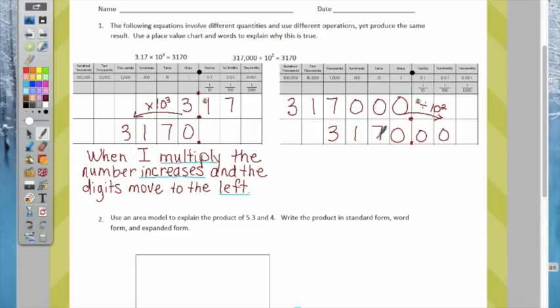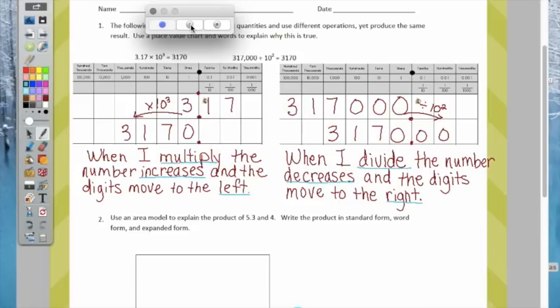Did I get the same answer? Yeah. What sentence are you going to write? When I divide, the number decreases and the digits move to the left. Okay, right. I'm going to pause it while you write that down, okay? Okay, let's take a look at number 2.